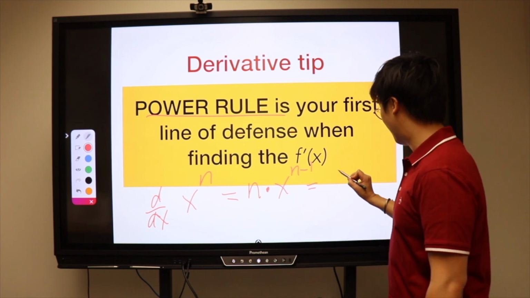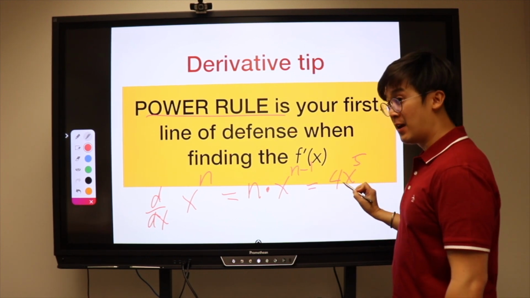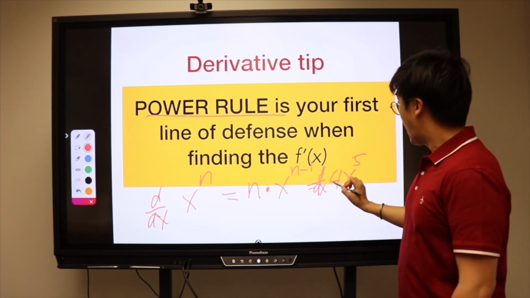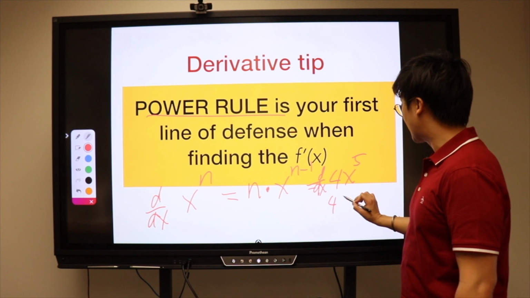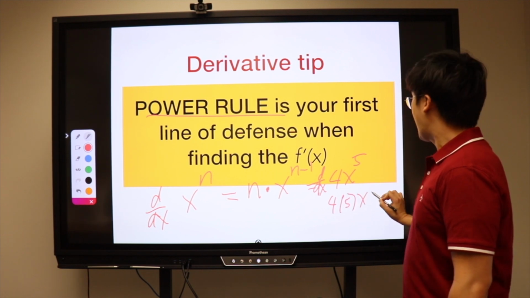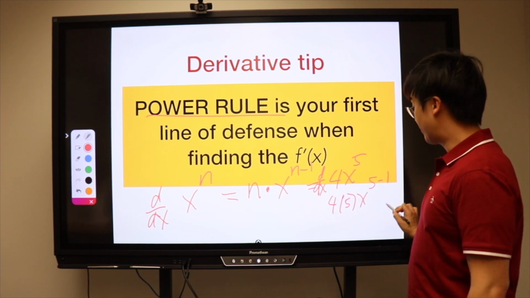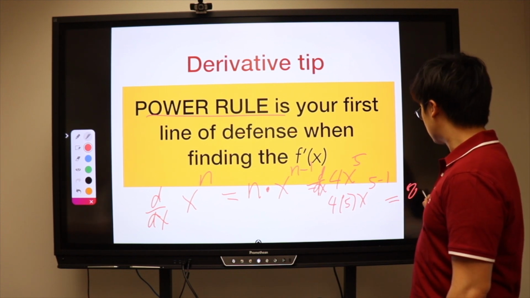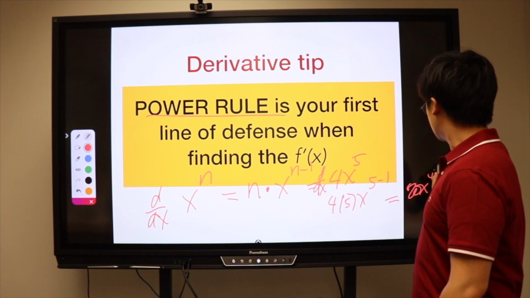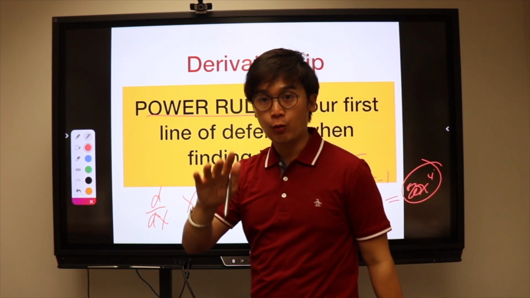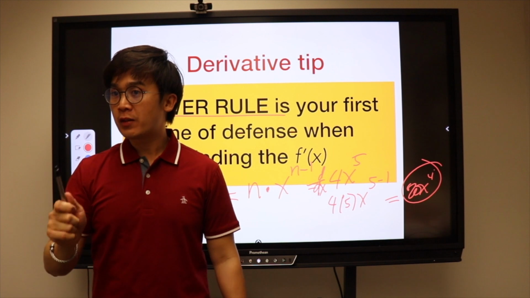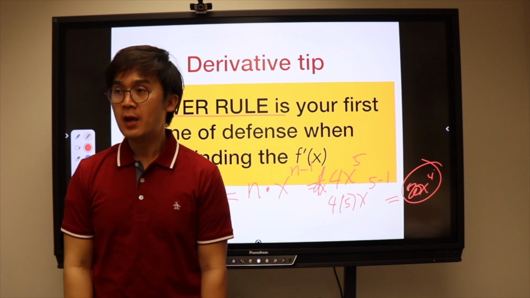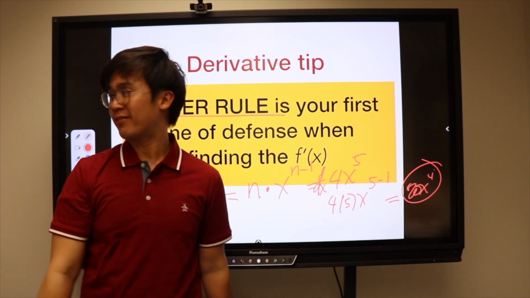So if I have 4x to the 5th, to find its d/dx, or derivative, we're going to bring down the exponent and subtract 1 from it. This is your power rule, which is equal to 20x to the 4th. Now, how do you know that you're going to be using the power rule? There needs to be an exponent. That's why it's called the power rule. So when there's an exponent, we can use this. All right.